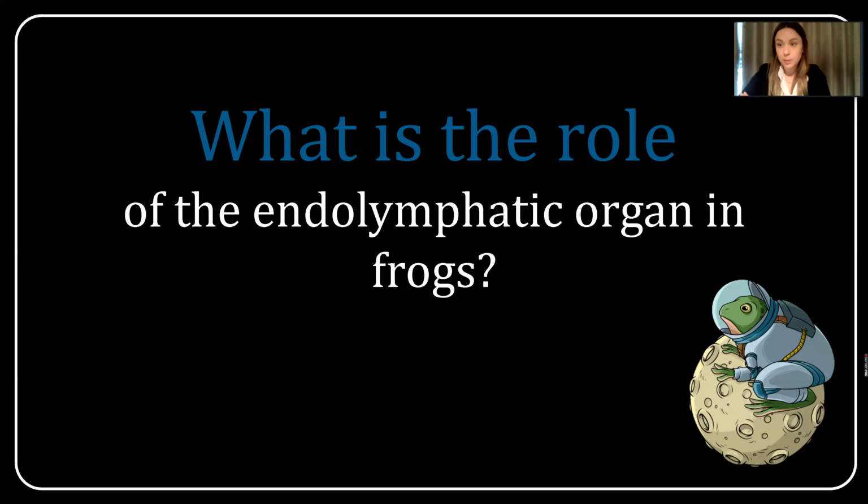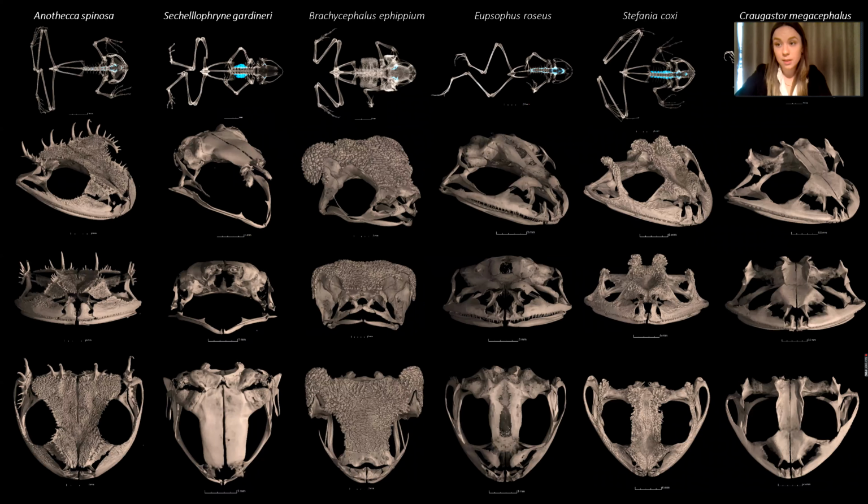Next, I want to talk a little bit about, and mostly just speculate about, what the role is of this endolymphatic organ in frogs, other than building skeletons. At first, I thought it had something to do with hyperossification. And I thought this because the first few frogs that I processed and found endolymph in also happened to have hyperossified skulls. But alas, as you can see here, I have since found it in hyperossified and underossified skulls alike.